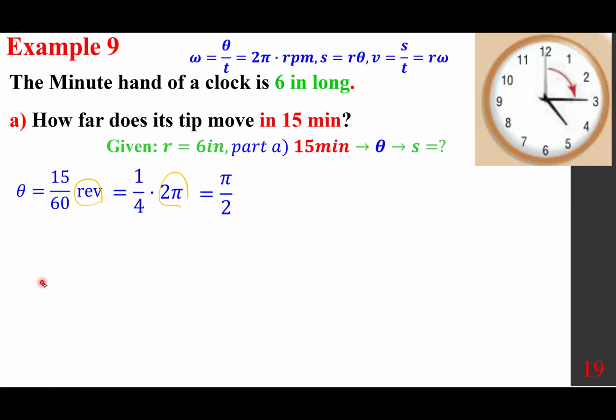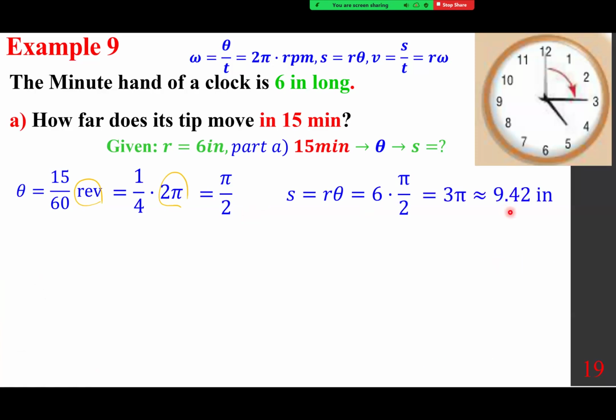So S equals R theta. We are going to multiply R, which is 6, by theta, which is pi over 2, and we get 3 pi precisely, about 9.42. And why is it in inches? Units of the radius. Units of the radius, everybody. So we just follow the units properly.